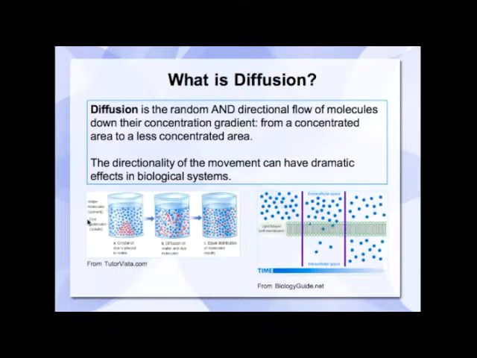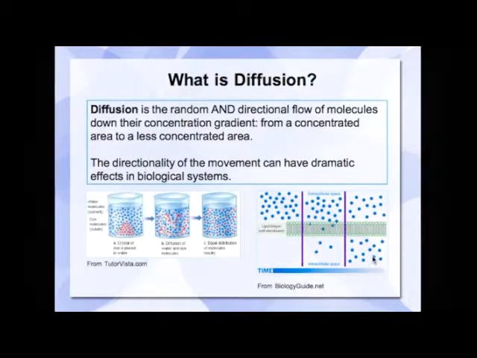Similarly, in this beaker system on the left, even though in this third beaker, the red and blue dots are evenly spread across the whole system, they're constantly moving around. They don't just stay in one place. Thus, diffusion is the random and directional flow of molecules. Right? Though molecules might have reached the state where they want to be equally spread out, whether in the whole beaker or just on either side of a membrane, they're constantly flowing back and forth in a random pattern.